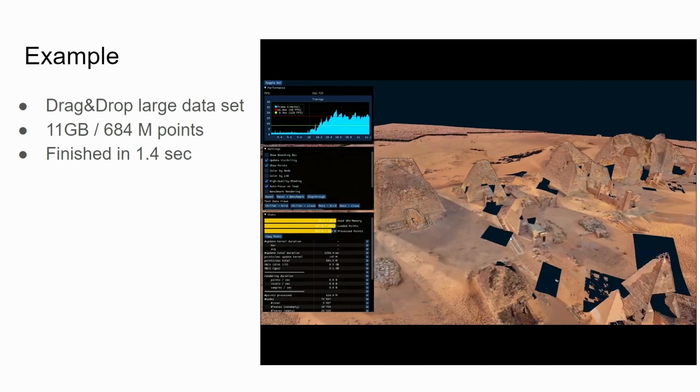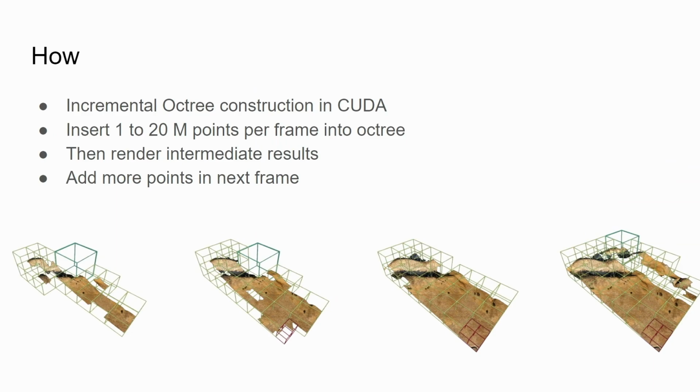The way that we're doing this is we do an incremental LOD construction directly in CUDA. So we stream the points from disk to GPU memory, and in each frame we insert about 1 to 20 million points into the octree. The number depends on how fast we're able to stream from SSD, and we have let's say 30 threads that stream the points from disk to GPU. In some frames we've loaded 0 new points, in other frames we've loaded 20 or maybe even 30 million points.